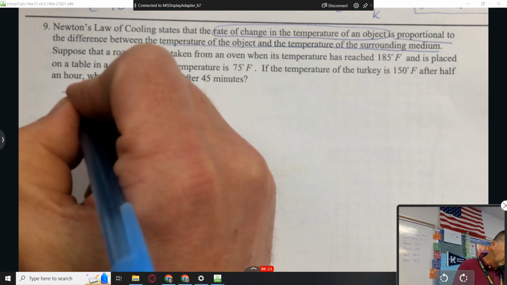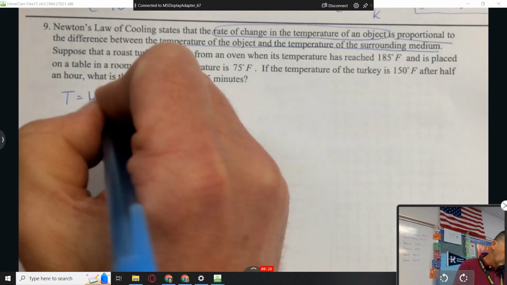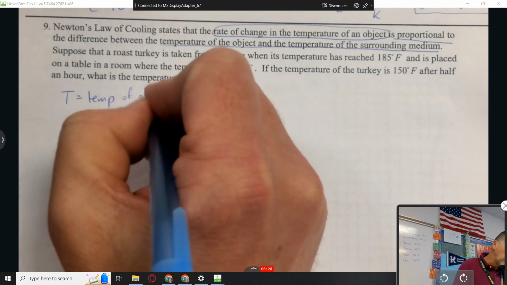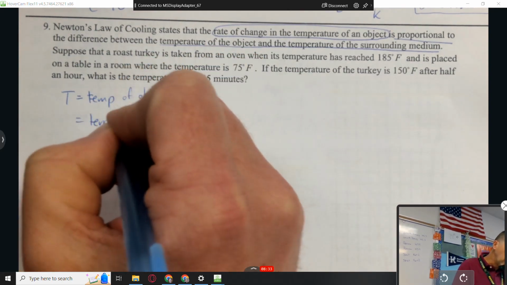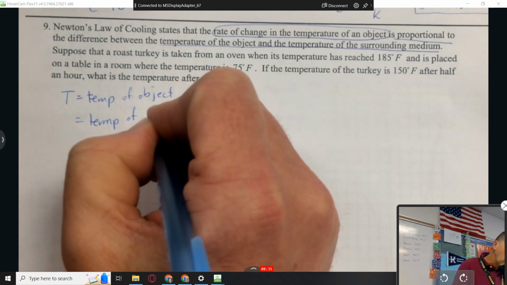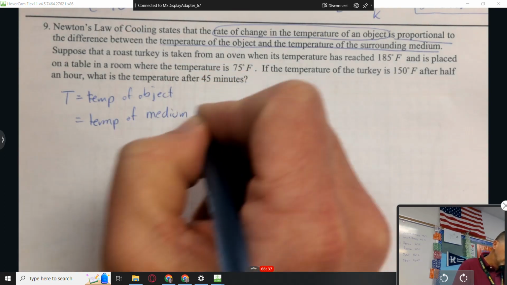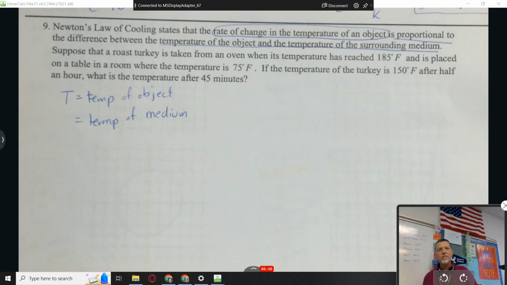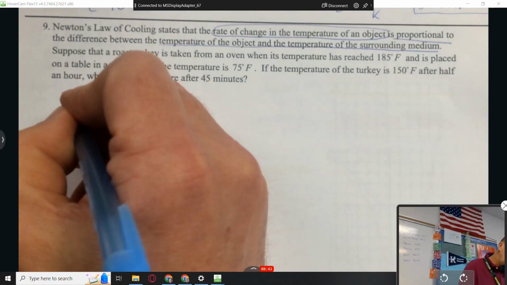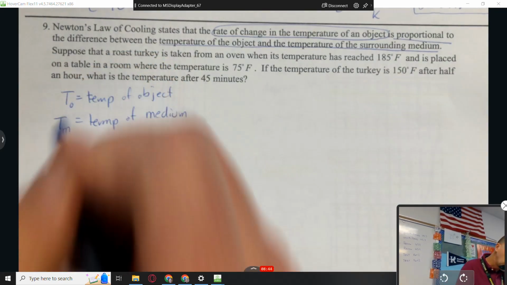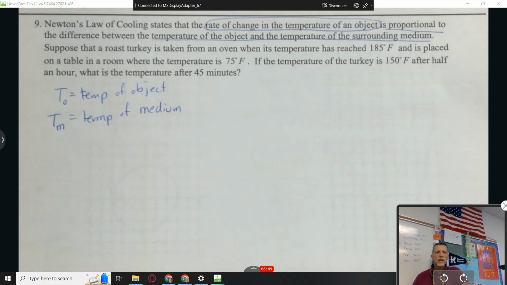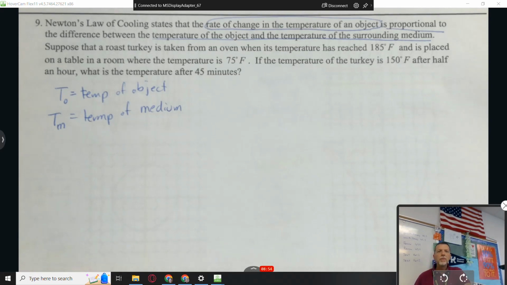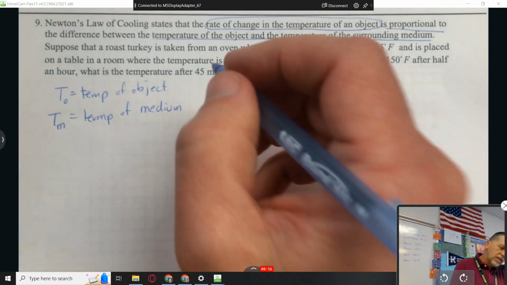Okay, so let's let T be the temperature of the object, because that's probably what we're going for here. But I'm also going to need the temperature of the medium, like the surrounding room. So I don't really want to use T sub O, T sub N. That works for me. Temperature of the object, temperature of the medium. All the rest of the variables we'll see if we need them. But lowercase t for time is kind of standard.